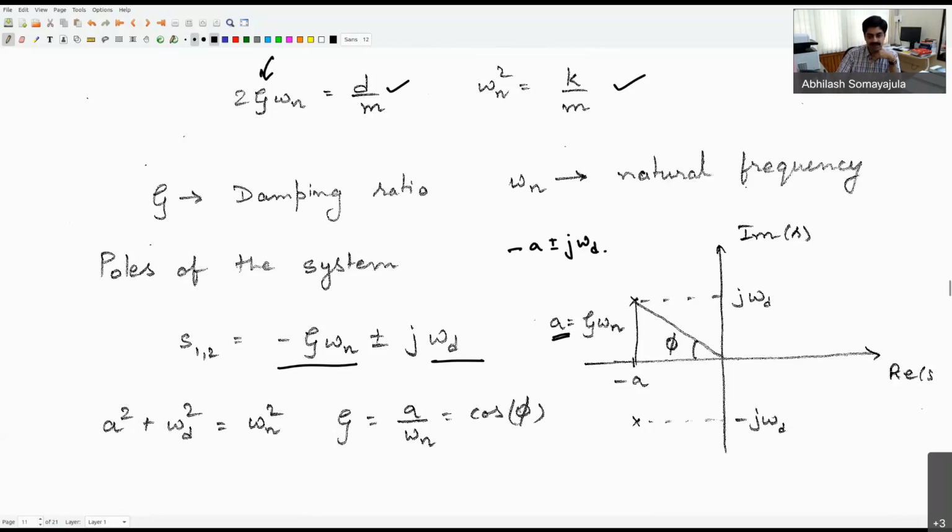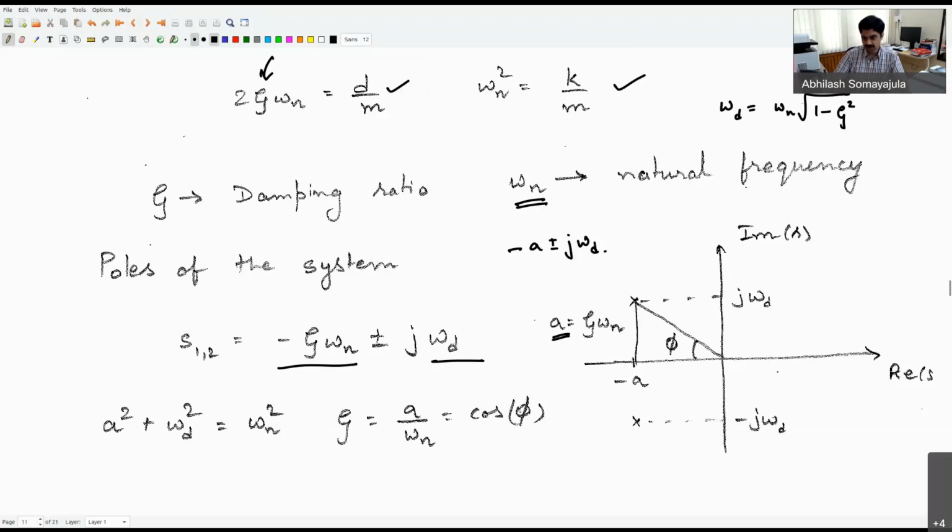Omega d here represents the damped natural frequency, which is not the same as the natural frequency of the undamped system; that is what we represent by omega n. The relationship between omega d and omega n is known to us: omega d is omega n times the square root of 1 minus zeta square, where zeta is the damping ratio of the system.